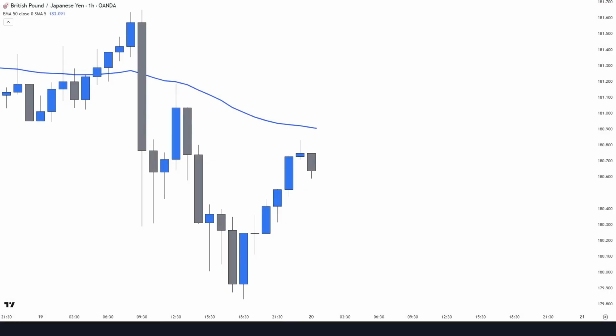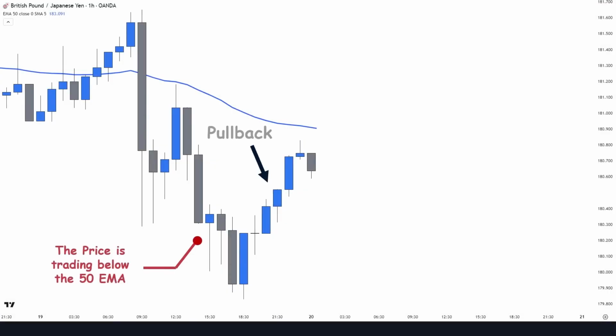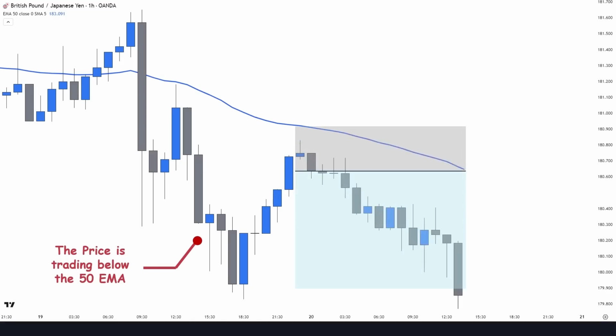Same thing for the bearish scenario. We want to see the price trading below the 50 EMA. Then we wait for the price to print 2 bearish candles and take it as our pullback movement. Finally, we wait for the price to print one of our advanced engulfing candlestick patterns to enter a short position. Our stop will be below the swing high, and we will target 2 times our risk.